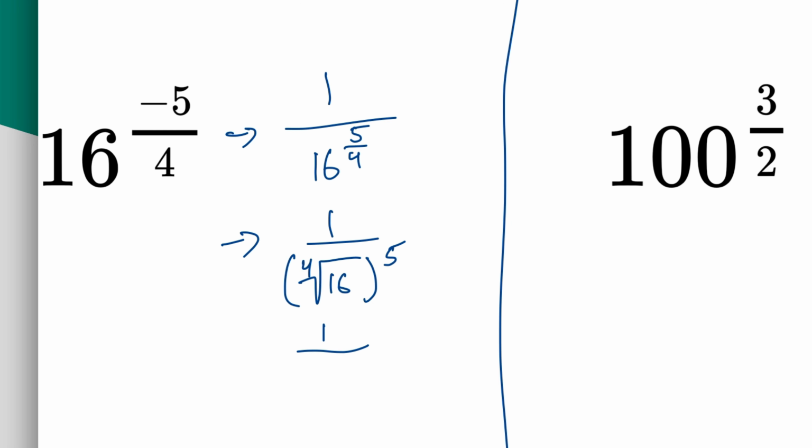So that becomes 1 over 2 to the power of 5. And 2 to the power of 5 should be 32, right? Because if 2 to the power of 4 is 16, 2 to the power of 5 is 32. So our final answer should be 1 over 32, okay?